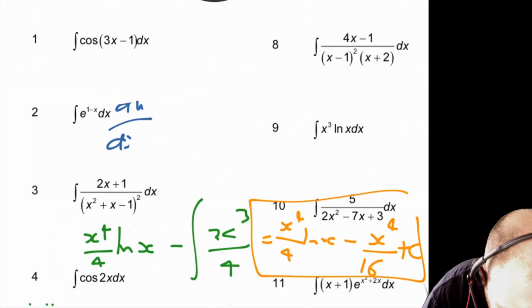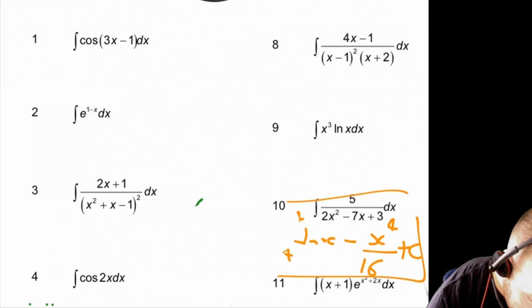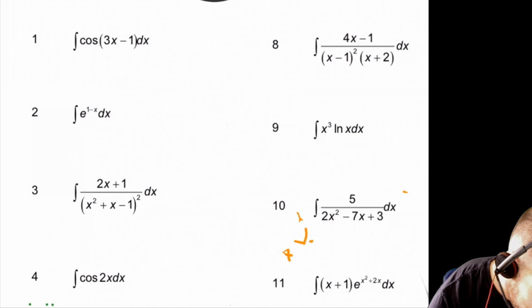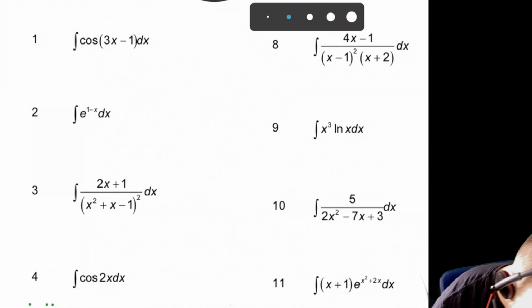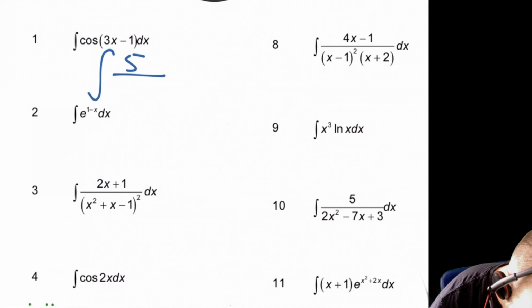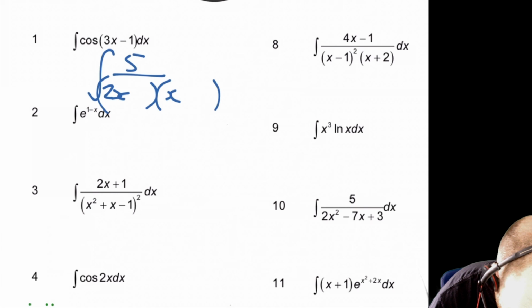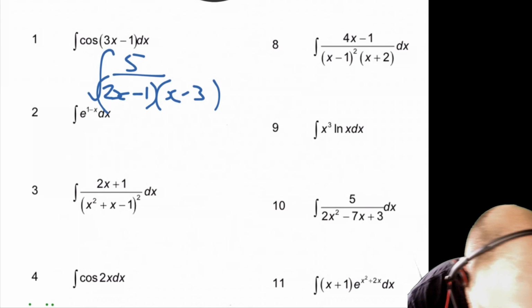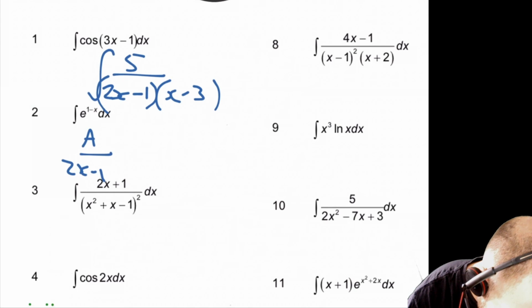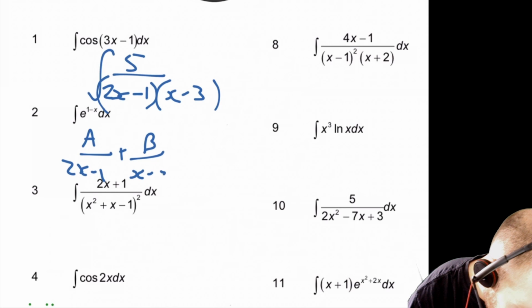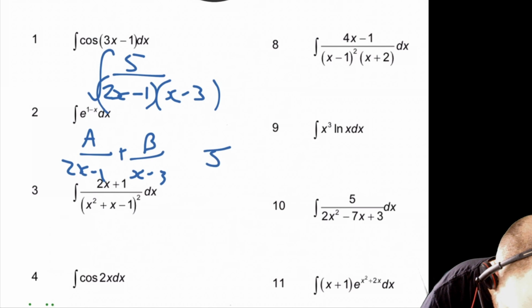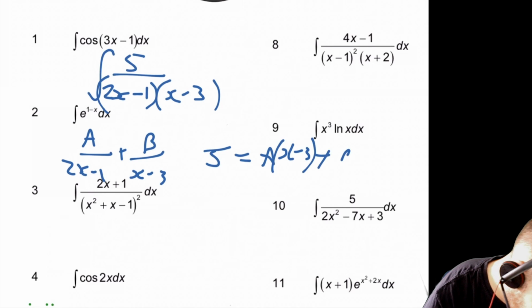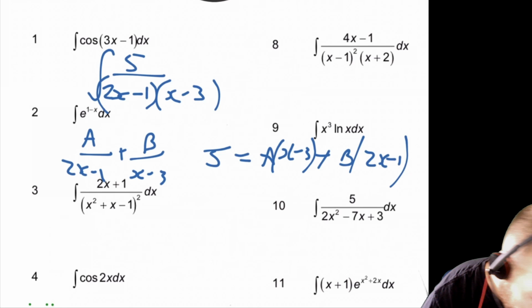Again partial fractions. So tedious, but we can get through it. So factorize the denominator. So we get 5 over brackets 2x minus 1, x minus 3, I think. So that's going to be a over 2x minus 1 plus b over x take 3. Cross multiply, and we get 5 equals a(x minus 3) plus b(2x take 1).